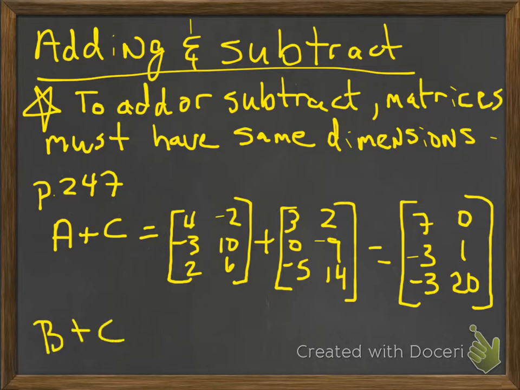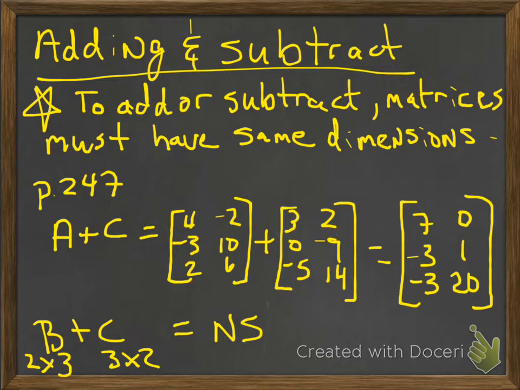So look at B and C. Do B and C have the same dimensions? Looking on page 247, in the book that you don't have open right now, B has dimensions of a 2 by 3. C has the dimensions of a 3 by 2. So, since they don't have the same dimensions, I can't add them together. That means no solution. Automatic.